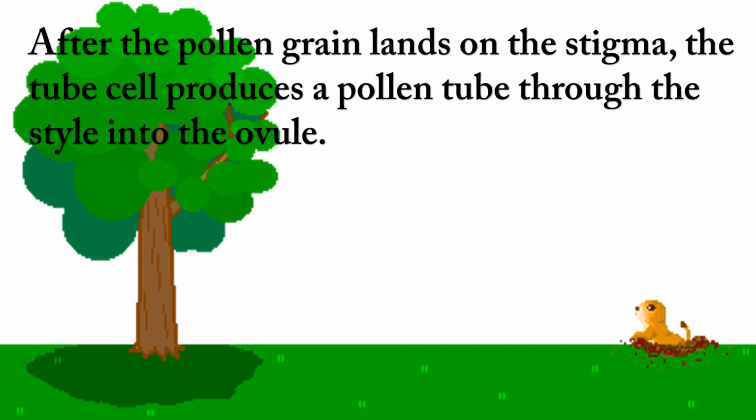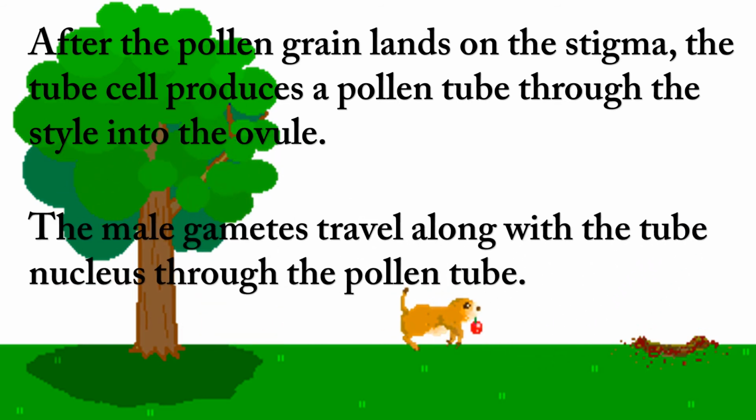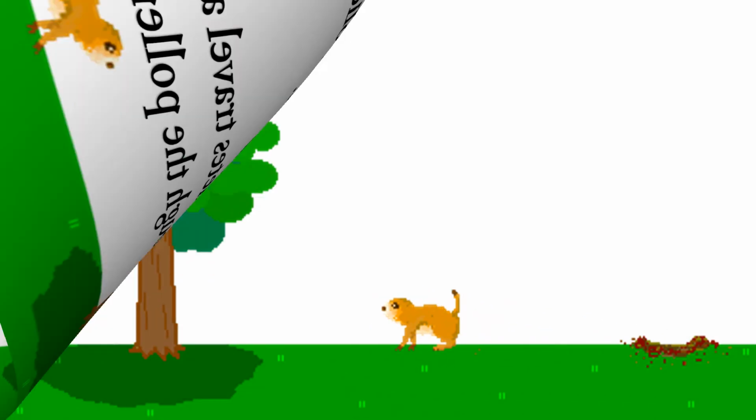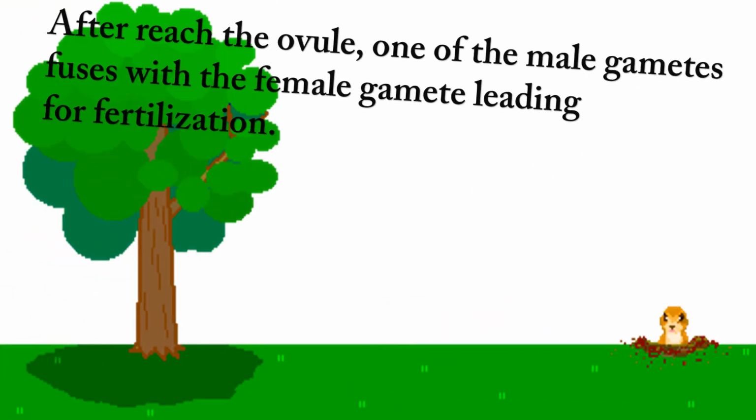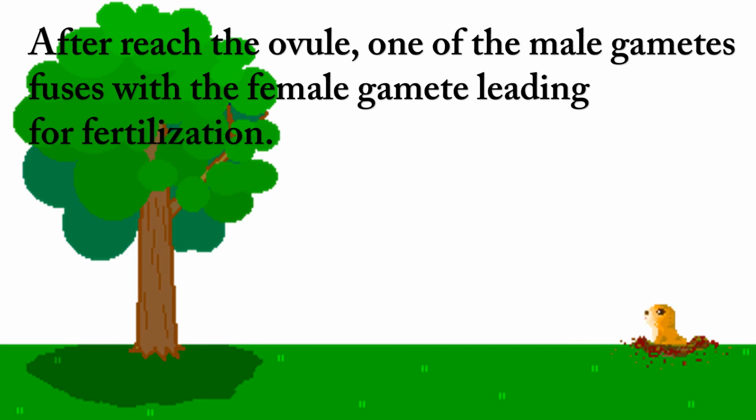After the pollen grain lands on the stigma, the tube cell produces a pollen tube through the style into the ovule. And the male gametes travel along with the tube nucleus through the pollen tube. After reaching the ovule, one of the male gametes fuses with the female gamete, leading to fertilization.